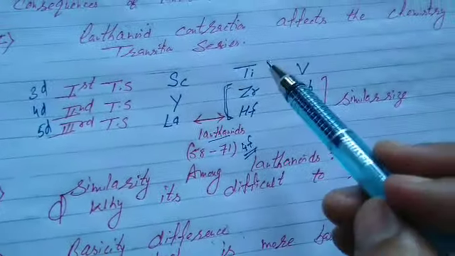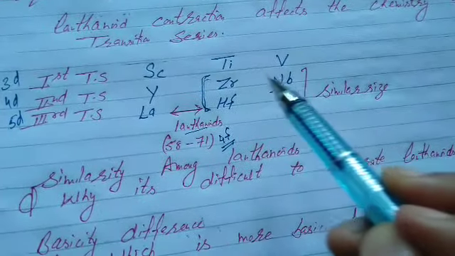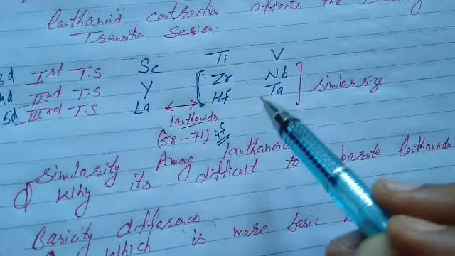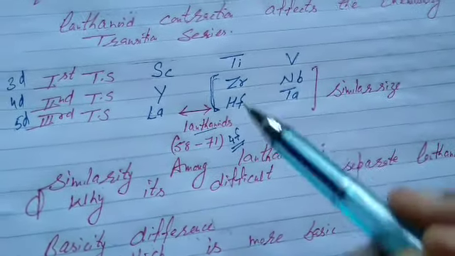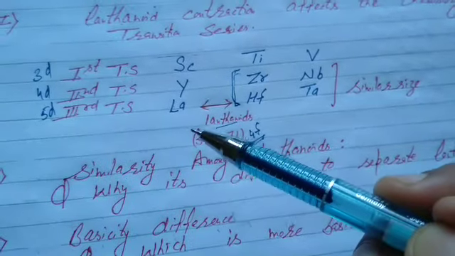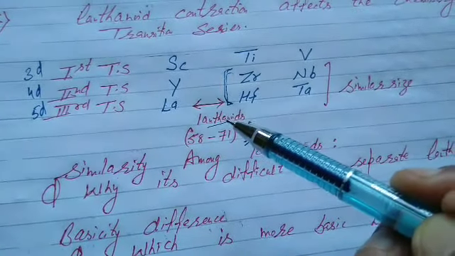That's the first application. It affects the chemistry of the second and third series, that is, the atomic radii of the second and third series are almost similar due to lanthanoid contraction. In this, we study 3 basic applications, and in each case we use the term lanthanoid contraction.